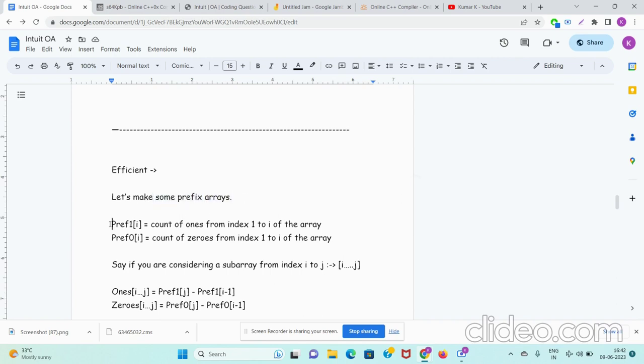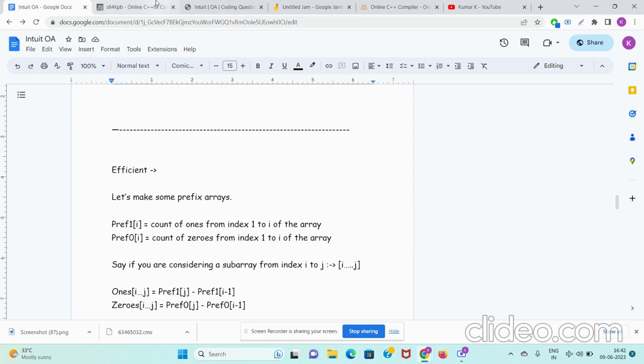First I will make a prefix 1 array, then I will make a prefix 0 array. What is a prefix 1 array? Prefix 1 array is an array which will be counting the number of ones from index 1 to i of the array. Guys, prefix 1 array will be the array which counts the number of ones from index 1 to index i. Prefix 0 array will be the number of zeros from index 1 to i of the array.